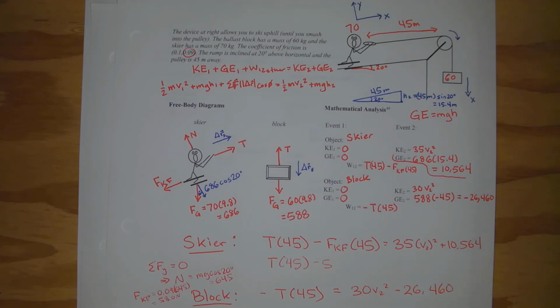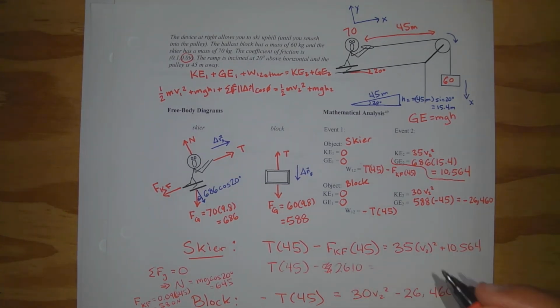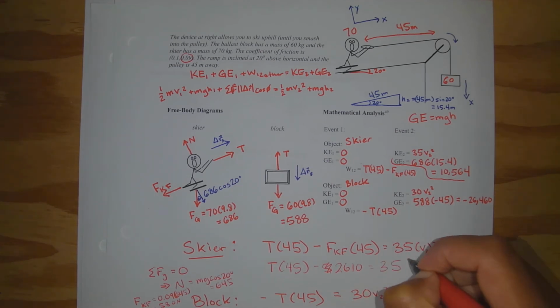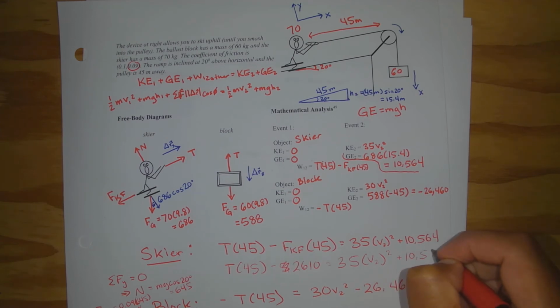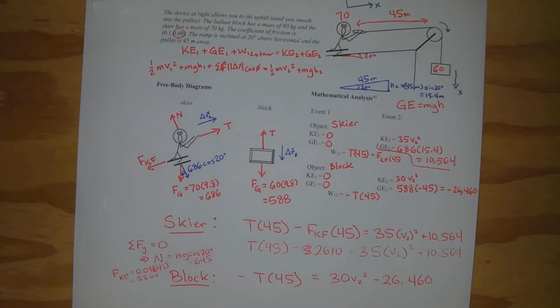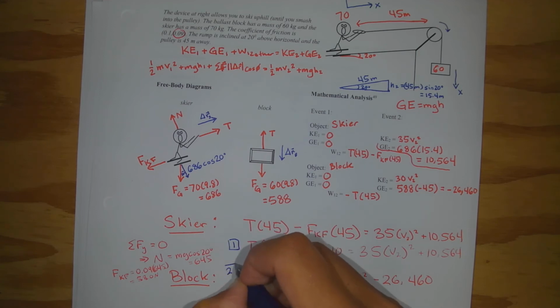Let's actually figure out what that is. So 58 times 45 gives me 2,610. That's equal to 35 times V2 squared plus 10,564. So now I have two equations, two unknowns, and if possible, I like to solve my two equations, two unknowns, by adding them together, which will work very nicely here.